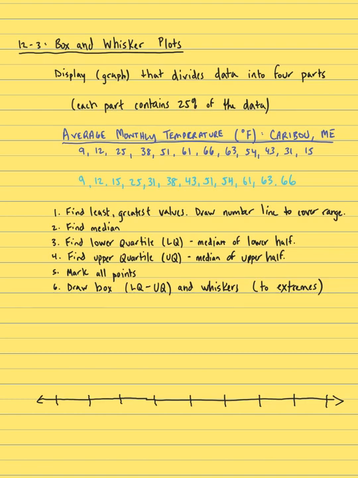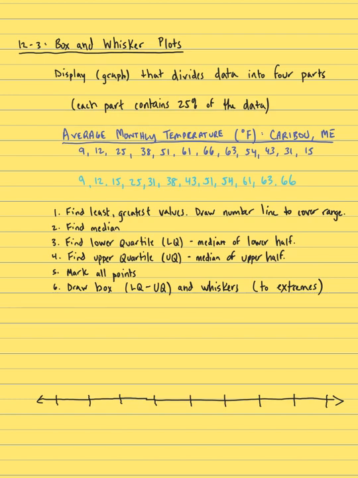All right, section 12-3 is a type of graph called a box and whisker plot. This seems more complicated than it is, so let's get right into it. We'll talk first about what it is and then how you create it, and then maybe we'll analyze one.